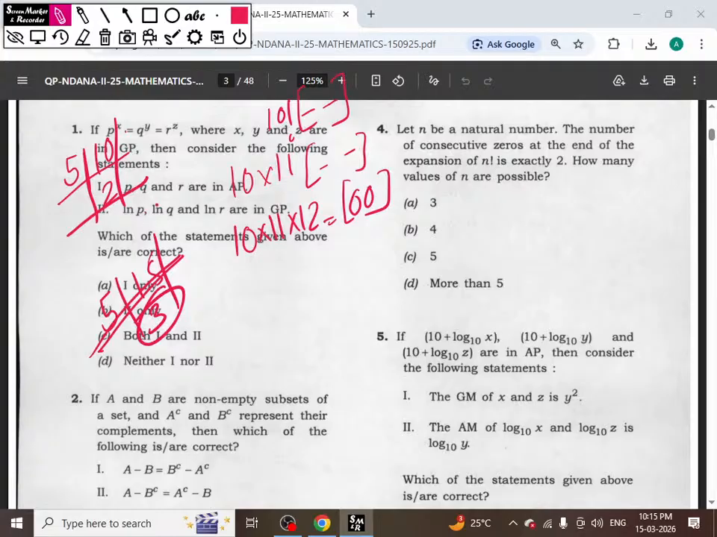So how many values do we have? From 10 to 14: 10, 11, 12, 13 and 14. So 1, 2, 3, 4 and 5. So the answer will be 5. Option C is the correct answer. Not more than 5, only 5.